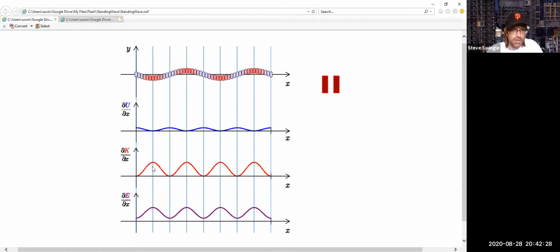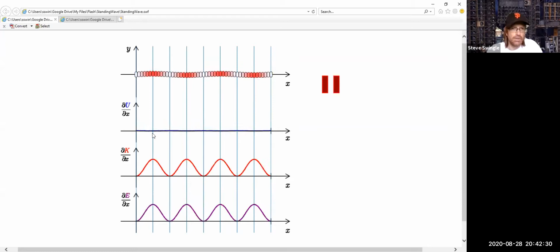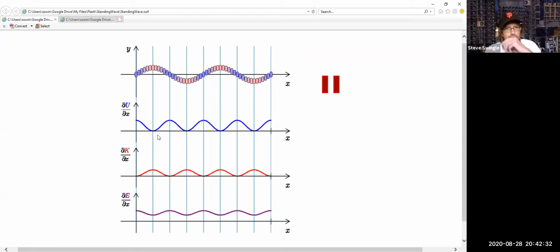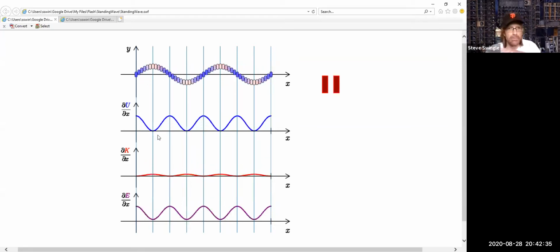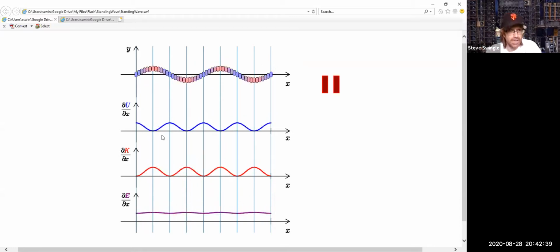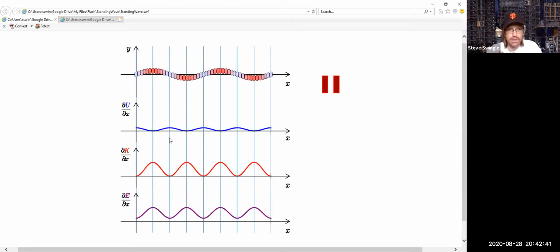And where the kinetic is reaching its maximums, that's where the potential is always 0, right? That's the whole thing I showed you with the functions, how the sine and cosines get kind of mixed up between the two. They're opposite on the time part, and they're opposite on the spatial part. You can see that right here.